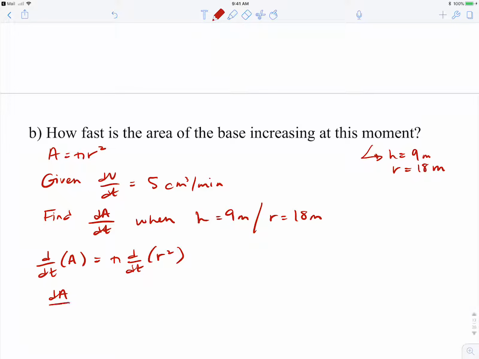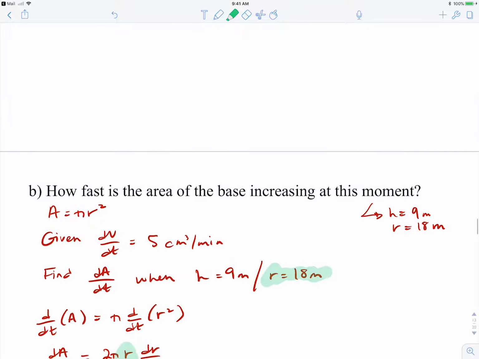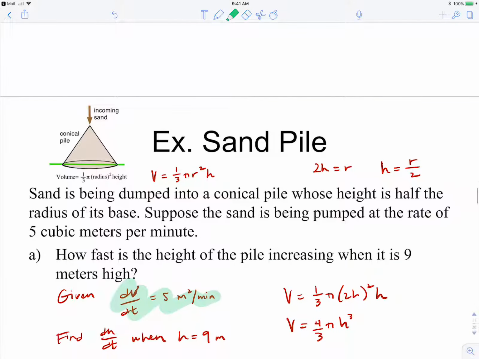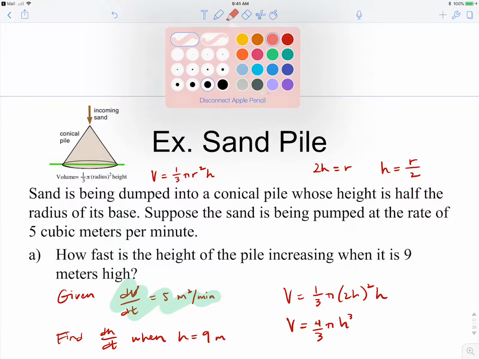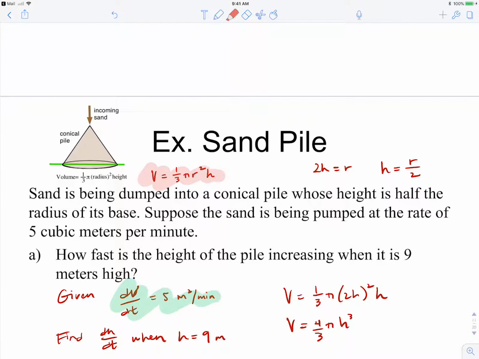So we get dA over dt equals 2 pi r times dr over dt. Now we've run into another issue because we're trying to find dA over dt. We have a value for r that we can plug in, but we don't have a value for dr over dt. But if we go back up to the original part of the problem, notice that our equation for volume has an r and an h in it.